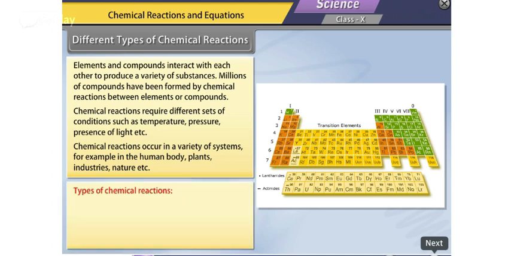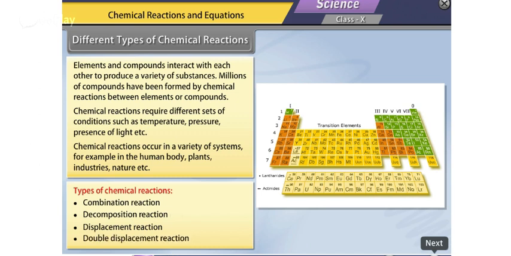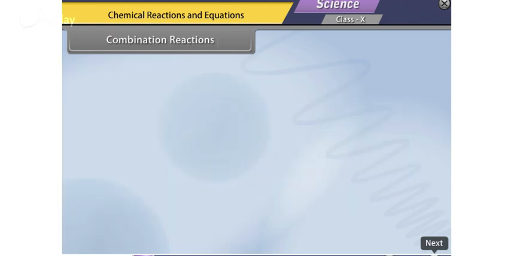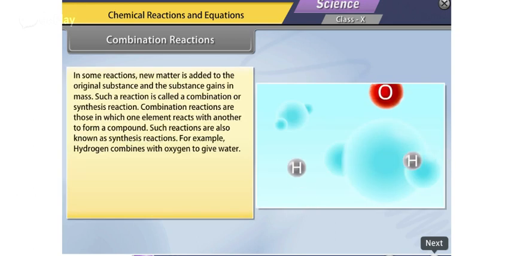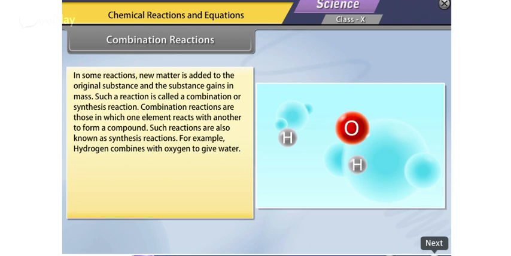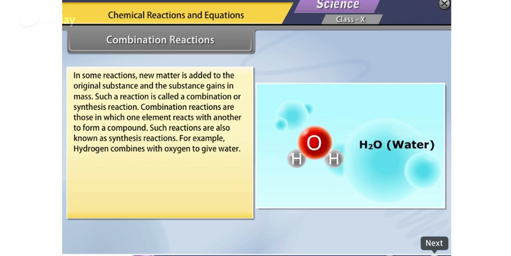Types of chemical reactions: combination reaction, decomposition reaction, displacement reactions, double displacement reactions. Combination reactions. In some reactions, new matter is added to the original substance and the substance gains in mass. Such a reaction is called a combination or synthesis reaction. Combination reactions are those in which one element reacts with another to form a compound. Such reactions are also known as synthesis reactions.